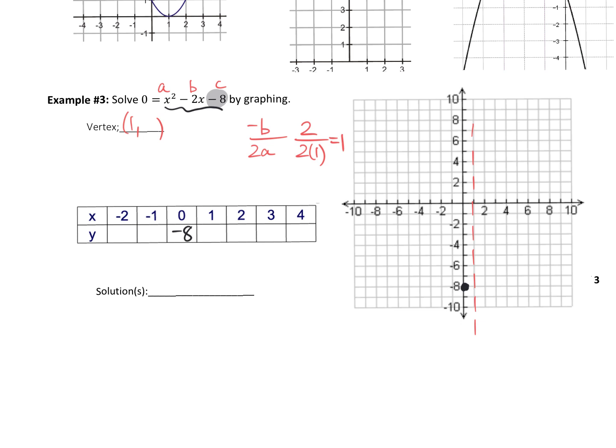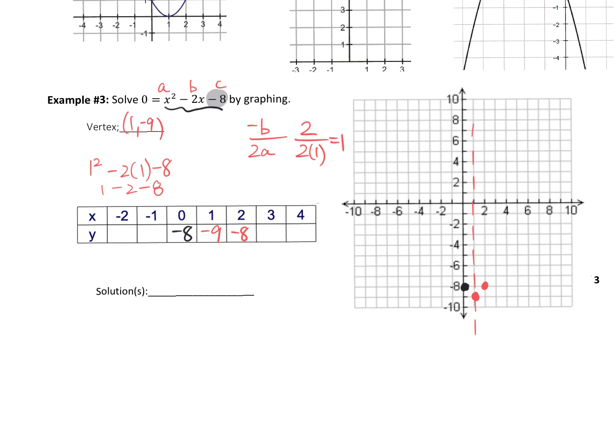So let's plug in a 1. So 1 squared minus 2 times 1 minus 8. So 1 minus 2 minus 8 is negative 9. So my vertex is 1 comma negative 9. Let's plot that. That would be right here. And then I would have another point here. So I have that so far. If you look at that, 2 is also negative 8.